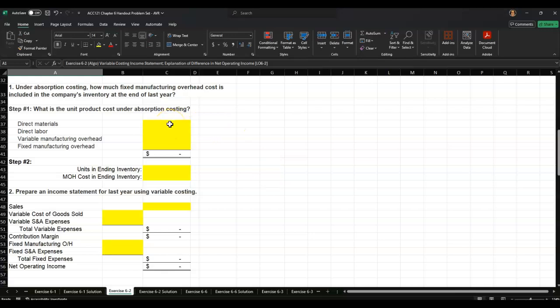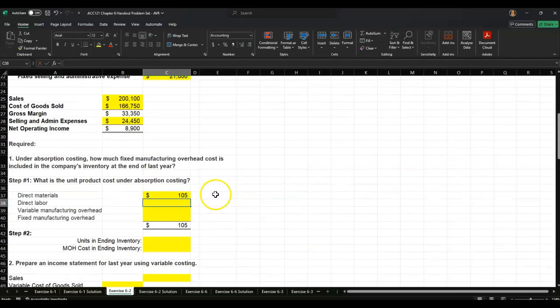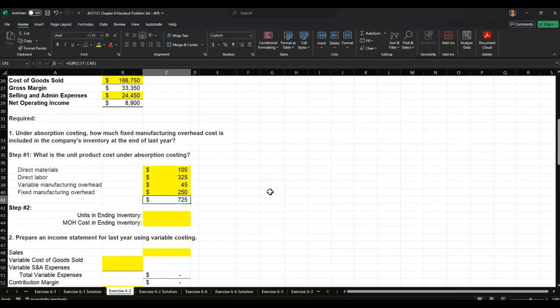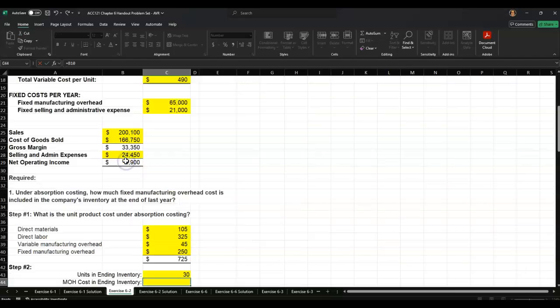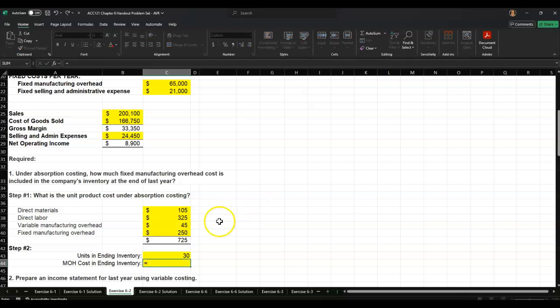Okay, so again, let's go ahead, and this is a good one. I like this one. Here's your direct materials. We've got the labor and the variable manufacturing overhead. We've got to calculate that fixed manufacturing overhead, so we're going to grab that divided by the total number of units produced. So we've got $725 per unit in this one. Okay. The units in ending inventory, right, were 30. And they want the manufacturing overhead cost that is in ending inventory. So it's simply the 30 units times that fixed manufacturing overhead cost right there, or $7,500.